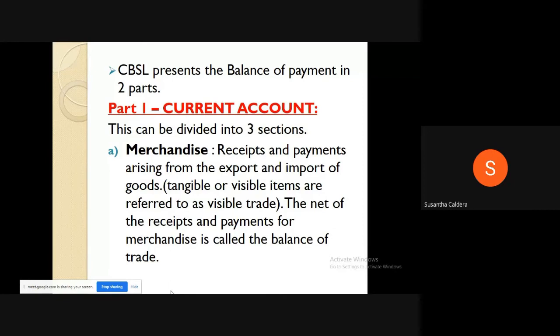CBSL presents the balance of payment in 2 parts. Part 1 is the current account. Now we have studied this in depth; I'm just telling you as an overview. The current account can be divided into 3 sections.